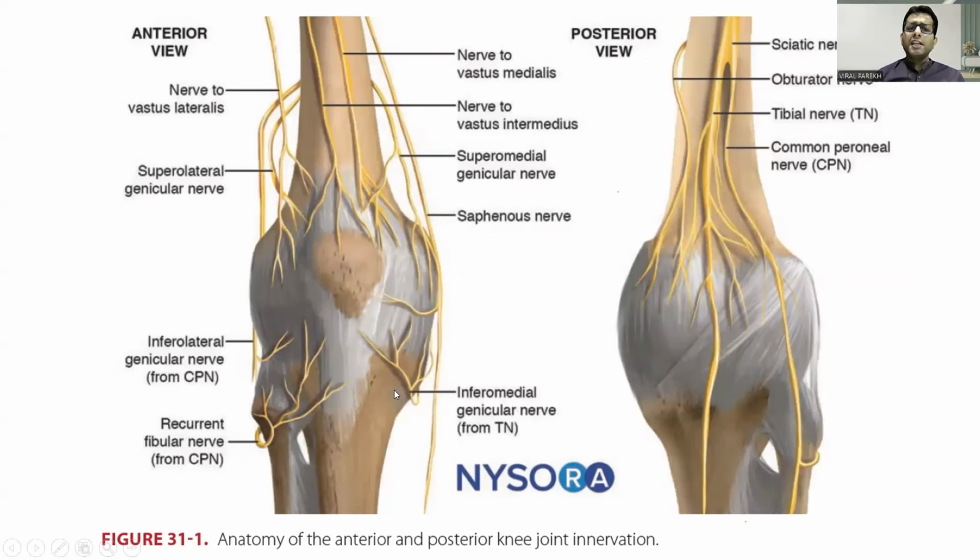So this is the knee innervation, the anterior knee and the posterior knee. All of us know the anterior knee is innervated by genicular nerves along with the nerve to vastus medialis, intermedius, and the nerve to vastus lateralis. The posterior knee usually receives the articular branches from the tibial nerve, common peroneal nerve, and the posterior division of the obturator nerve.